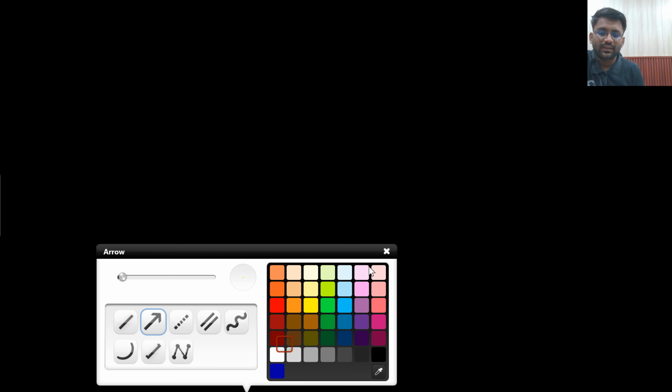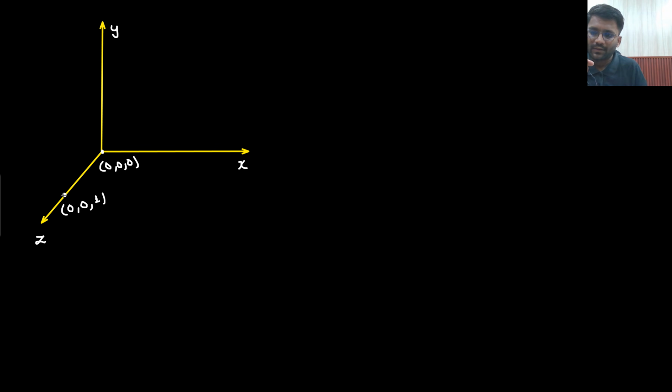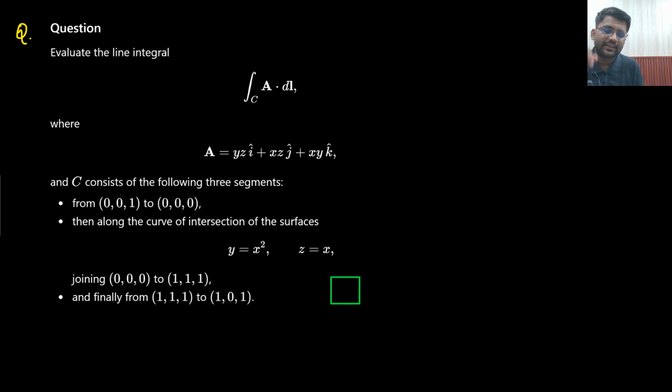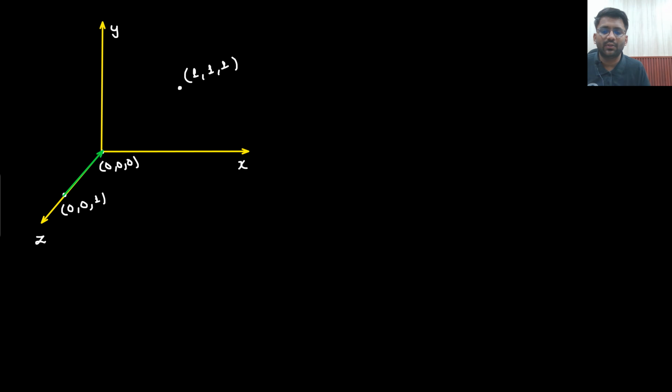So the scenario looks somewhat like this. This is your XYZ coordinate system. You are moving from 0,0,1 to 0,0,0, and then from here you need to reach the point 1,1,1. Now this is surely not a straight line. The equation of the line that is given is y equals x square, z equals x. I don't know how the line looks, what the curvature of the line will be, but I just know that I will be reaching this point following the equation.